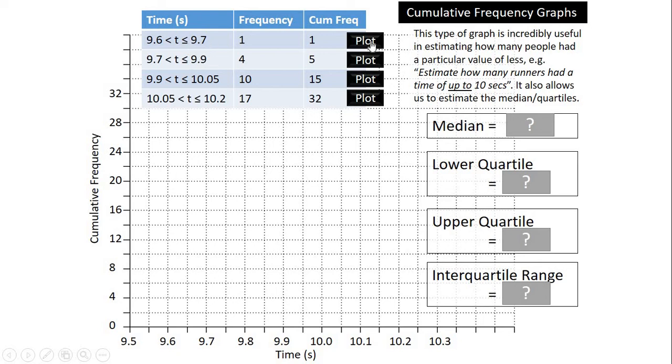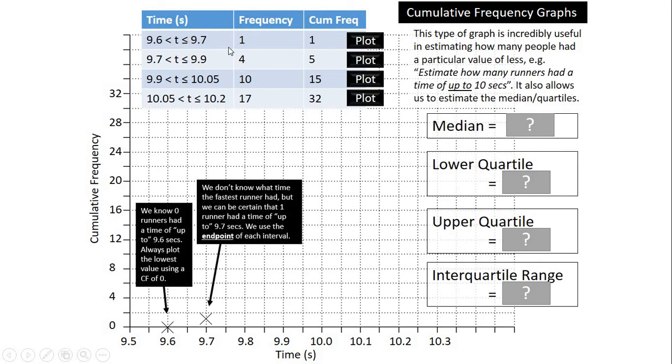So the first one, we are going to plot the cumulative frequency of 1 at 9.7. Now notice that they have plotted 0 at 9.6 because the smallest time we can have on here, although not strictly equal to it, is 9.6. We know there won't be a time before this, so that we can plot this as 0. But the most important thing to note is at 9.7 we plot the first cumulative frequency of 1.